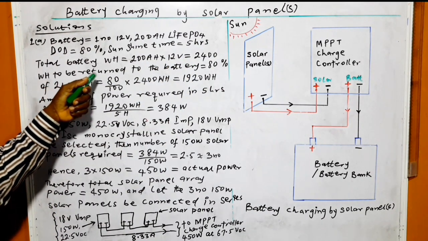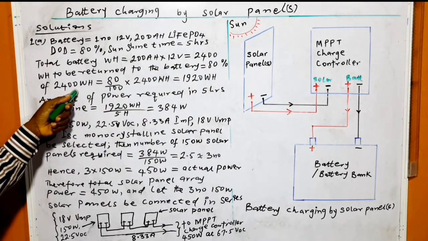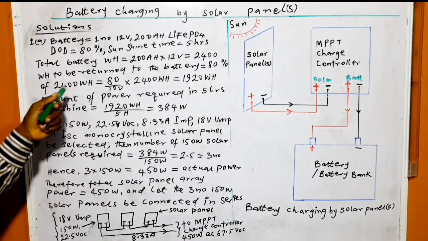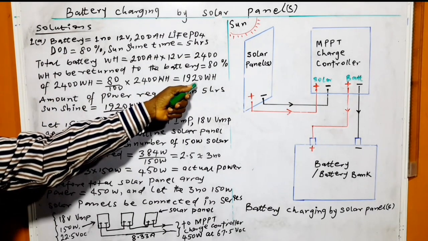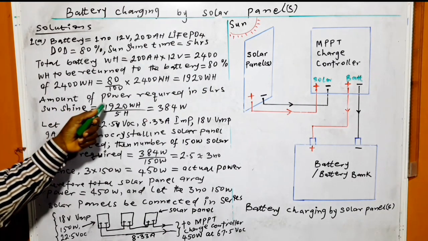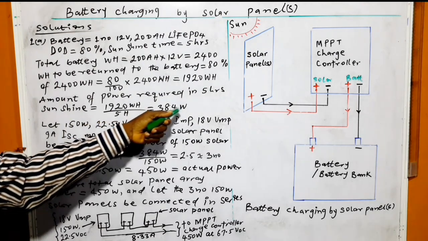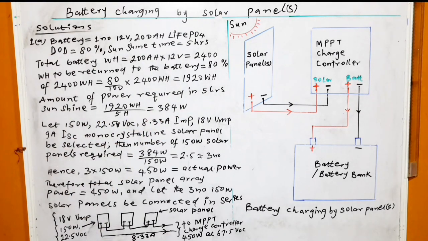Watt hour to be returned to the battery is equal to 80% of the total capacity in watt hour, and that is equal to 1920 watt hour. Amount of power required in 5 hours sunshine is equal to 384 watts.